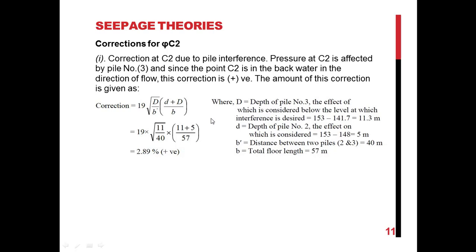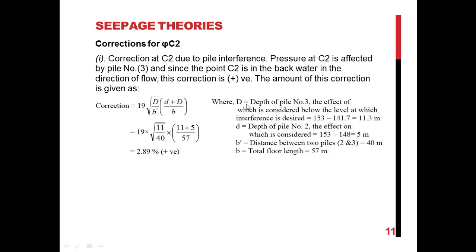Now the correction for phi C2, corrections at C2 due to pile interference. Pressure at C2 is affected by pile number 3, and since the point C2 is in the back water in the direction of flow, this correction should be positive. The amount of this correction is given by the correction equation: correction equals 19 under the root D divided by D dash, into D plus capital D divided by B.